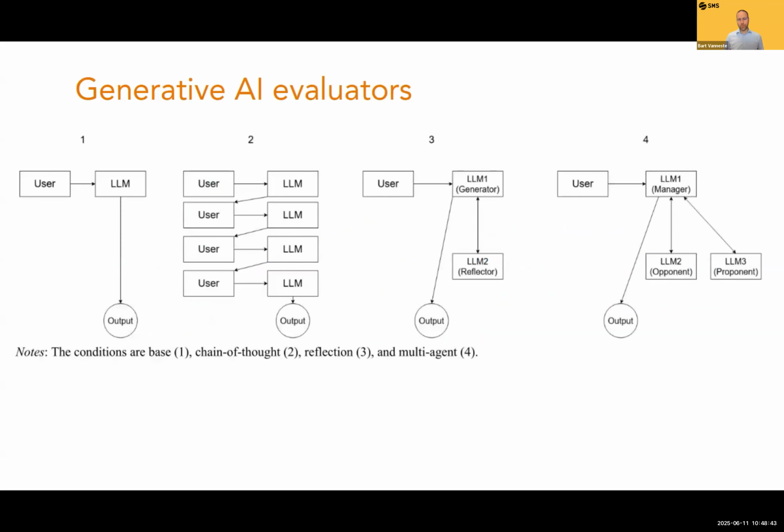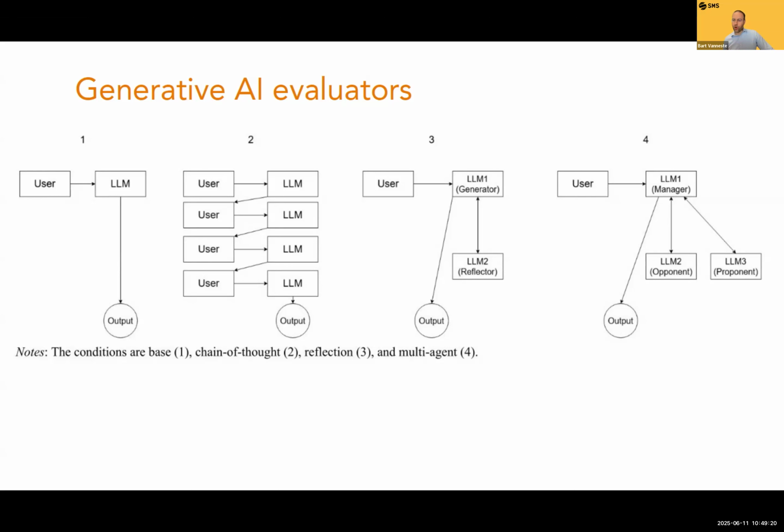So here are the setups of the different generative AI evaluators. 1 and 2 capture those that we used in the previous study. 1 is a basic prompt. You give the information, you ask, hey, can you give me your prediction? Evaluator 2 is a chain of thought prompt where you ask the same question, but in a series of steps. So first you say, okay, here's the announcement. Can you think about positive reasons? Can you think about negative reasons? And then in the last step, given all this information, can you make a final prediction?